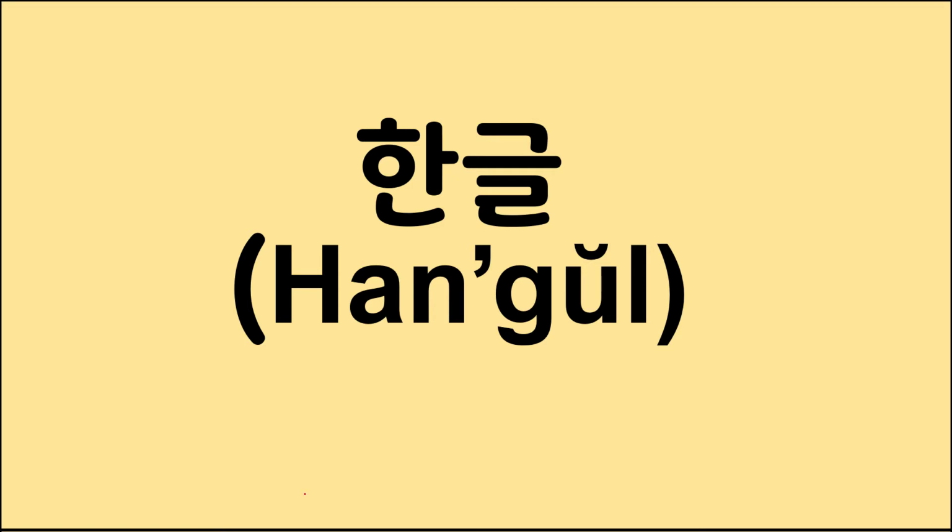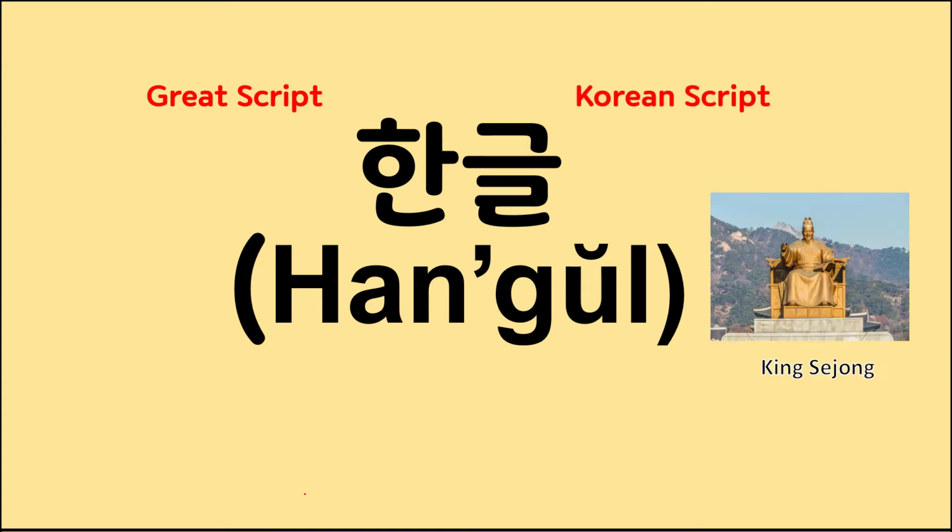Korean alphabet is called Hangul. It means great script. It can also mean Korean script. Korean alphabet is created by King Sejong the Great, the fourth king of Joseon dynasty. He created Hangul, Korean alphabet, so even uneducated commoners can learn how to read and write. It was also his way of empowering commoners to protect their rights from abusive noble classes.